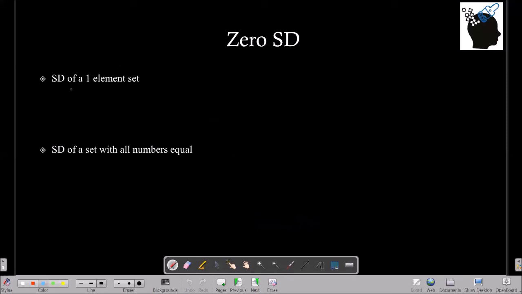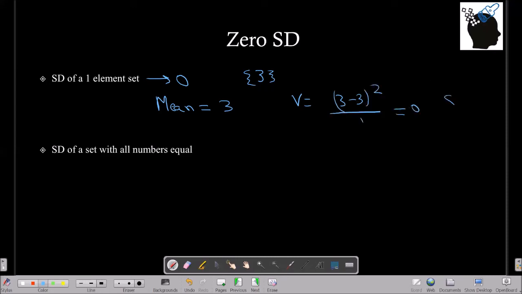So standard deviation of a one-element set is always equal to 0. And why is that? Because the mean of this set will be nothing but the element itself. So let's say the element is 3. So the mean will be 3 and the variance will be nothing but (3 minus 3) whole square divided by 1, which is 0. So your standard deviation will also become 0.